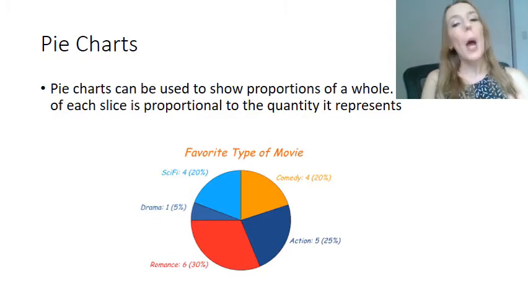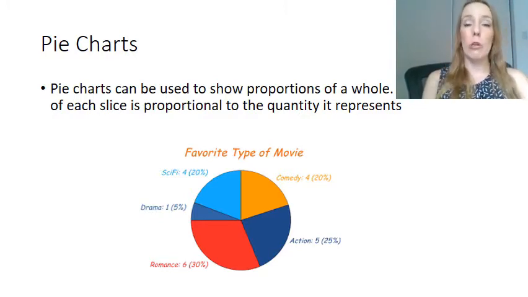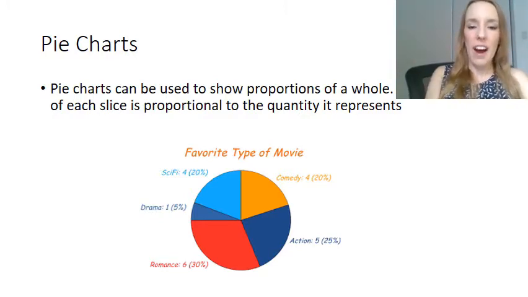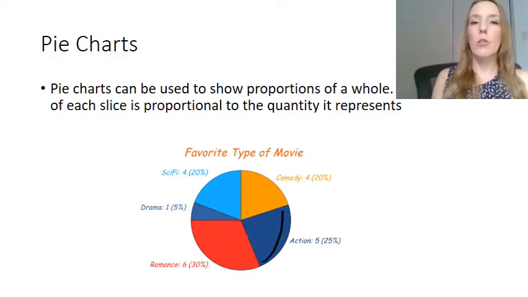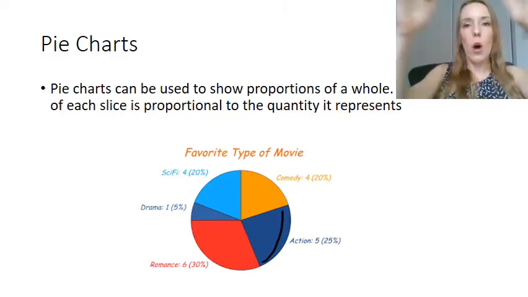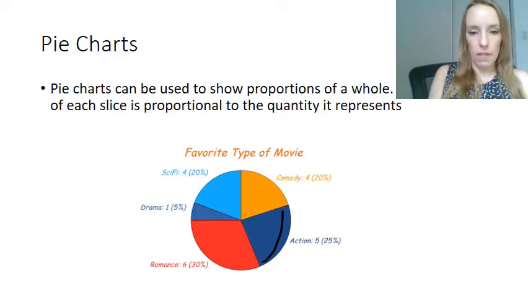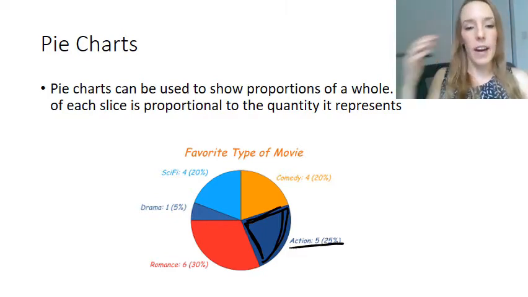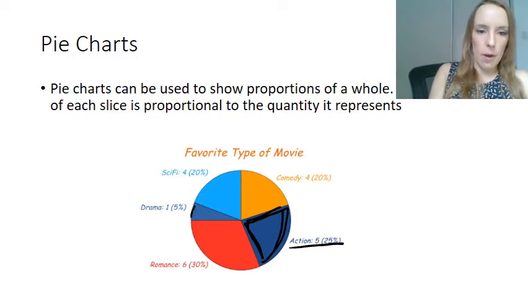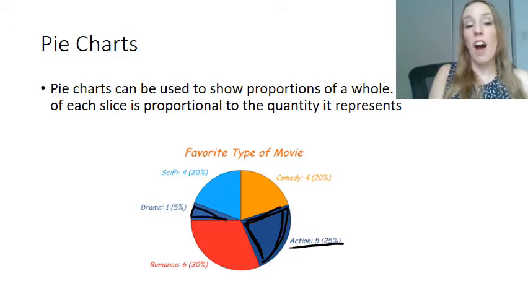Okay, pie charts. Pie charts can be used to show proportions of a whole. So the arc length, which is this circle bit here, is proportional to the quantity that it represents. So the whole circle is 100%, and then we're dividing it up. So you can see here, the one that I drew, which was action, so people's favorite types of movies. This represents about a quarter of that circle, and it actually represents a quarter of the data. And then you can see over here, drama only taking up a very small percent. It takes up 5% of the circle, and it represents 5% of the data.